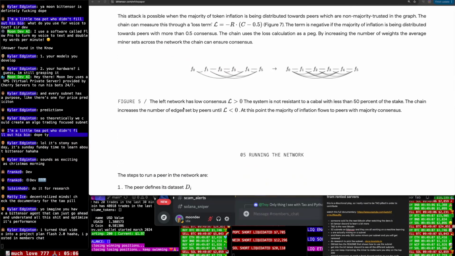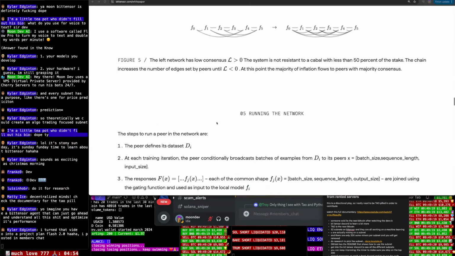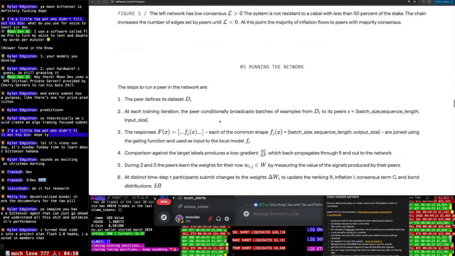The network on the left has low consensus. The system is not resistant to a cabal with less than 50% of the stake. The chain increases the number of edges set by peers. At this point, the majority of inflation flows to peers with majority consensus.